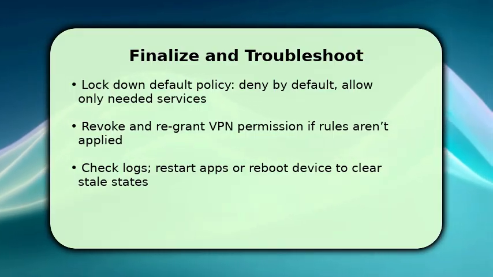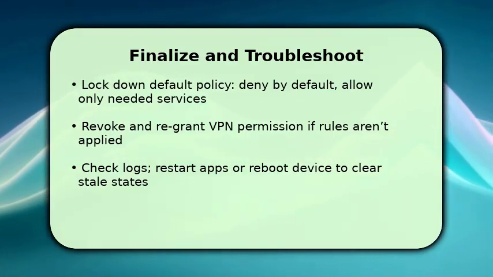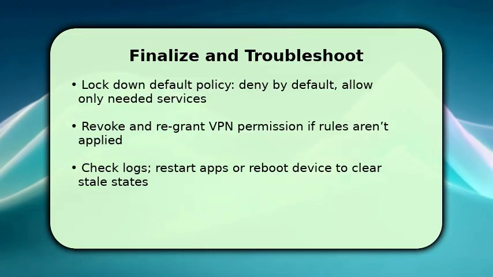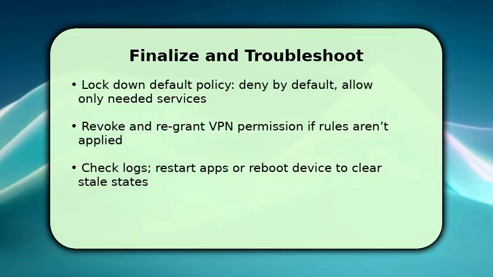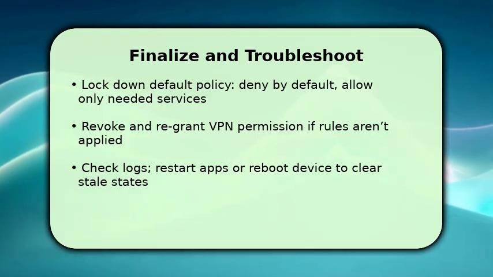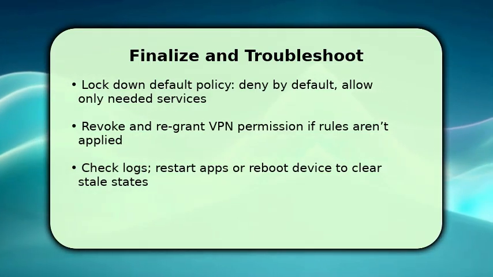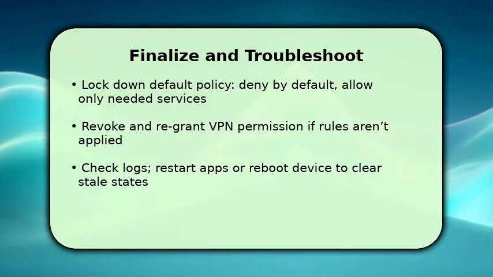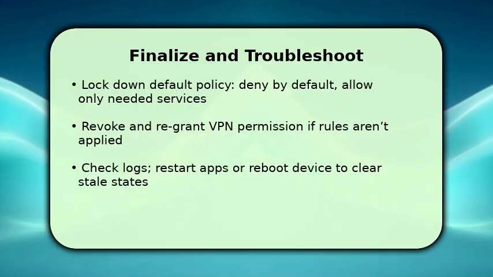If rules don't apply, revoke the VPN permission and re-grant it, then restart the firewall app. This often forces a rebind. If problems persist, reboot the device to clear stale sockets. One key troubleshooting tip: if DNS leaks occur, set a fixed DNS inside the firewall app.